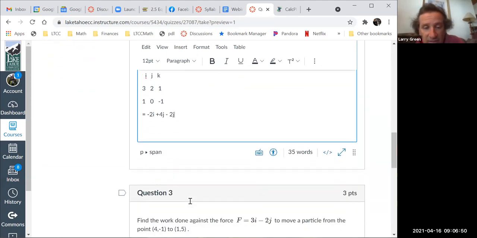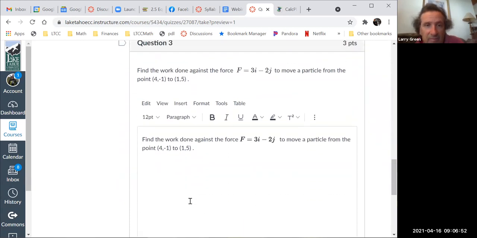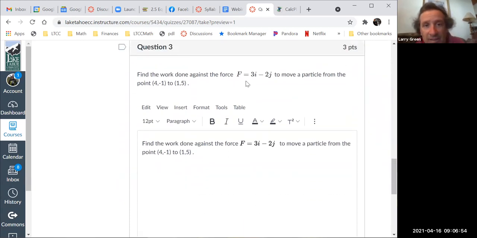Okay, so now let's go to the last question. And that is, find the work done against the force F equals 3i minus 2j.